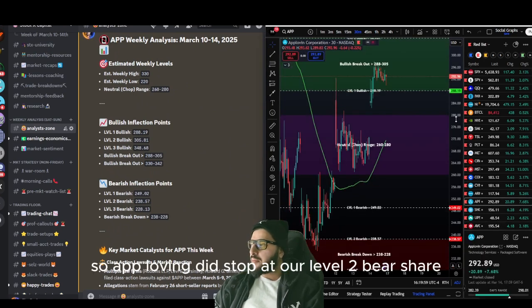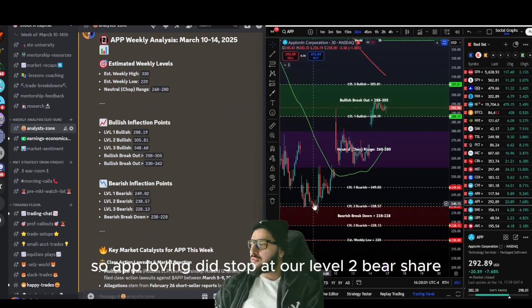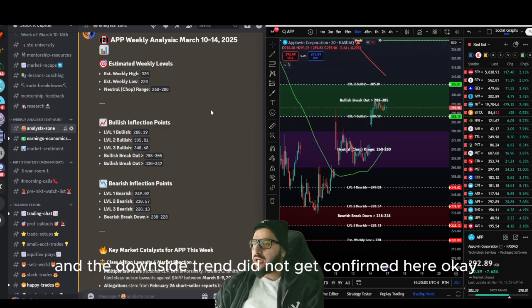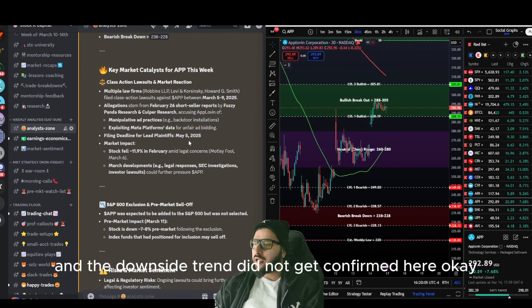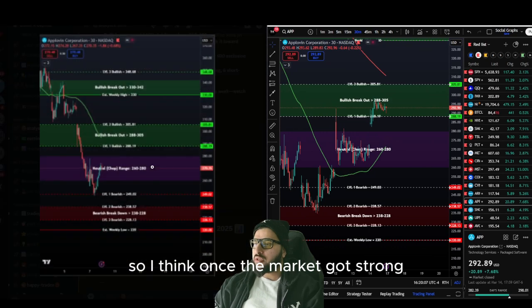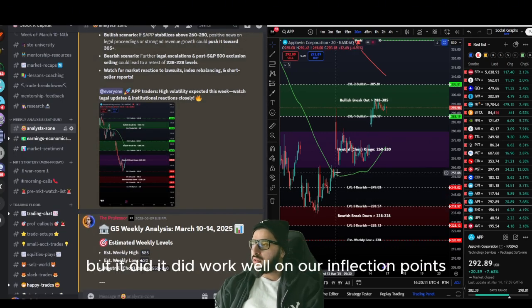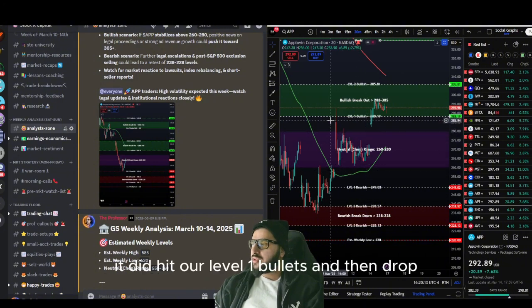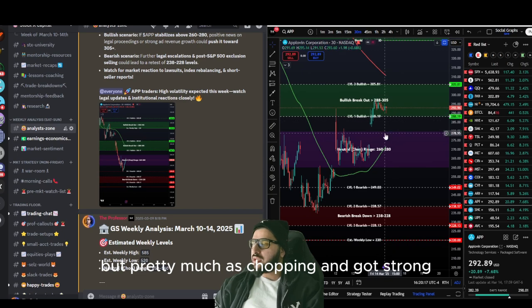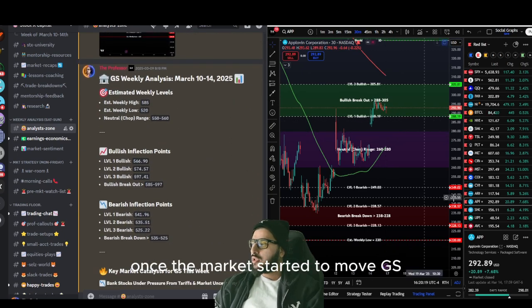APP, so APP did stop at our level 2 bearish here, and the downside trend did not get confirmed here. Okay, so I think once the market got strong and things recovered, that's pretty much a stop. But it did work well on our inflection points. It did hit our level 1 bullish and then drop, but pretty much was choppy and then got strong once the market started to move.